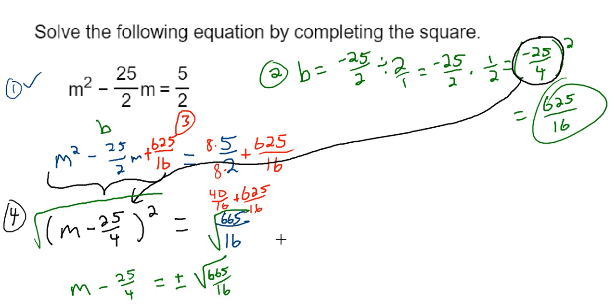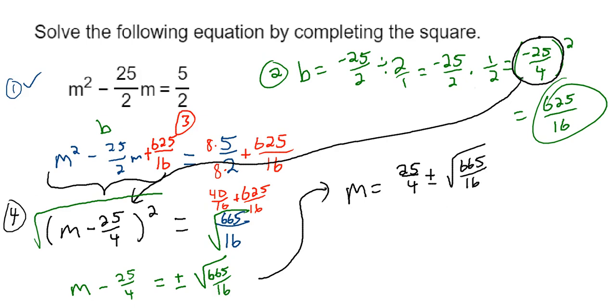All right. Now we will solve for m. We'll continue up here by adding the 25 over 4 to the right-hand side. So we'll get positive 25 over 4 plus or minus the square root of 665 over 16. So again, what I'm doing there is I'm adding the 25 over 4 to both sides of the equation to cancel out the minus 25 over 4. And then I'm going to put that number in front of the plus or minus like we've been doing all video. Then we can simplify this by applying the square root to the top and bottom of this fraction.